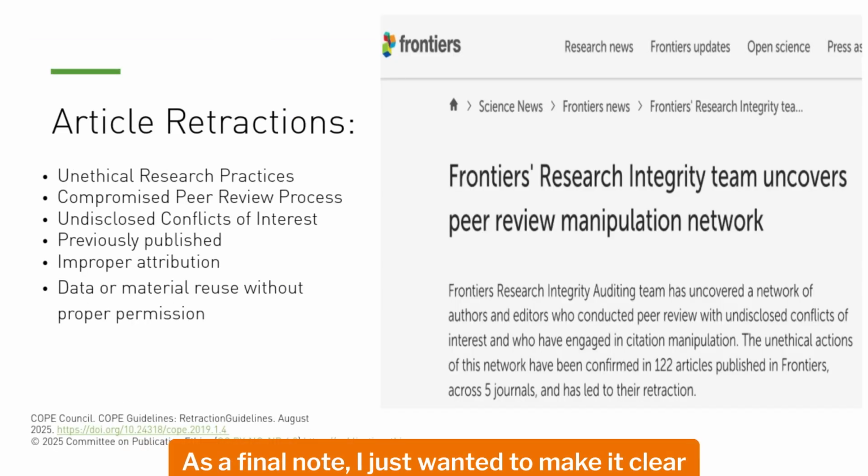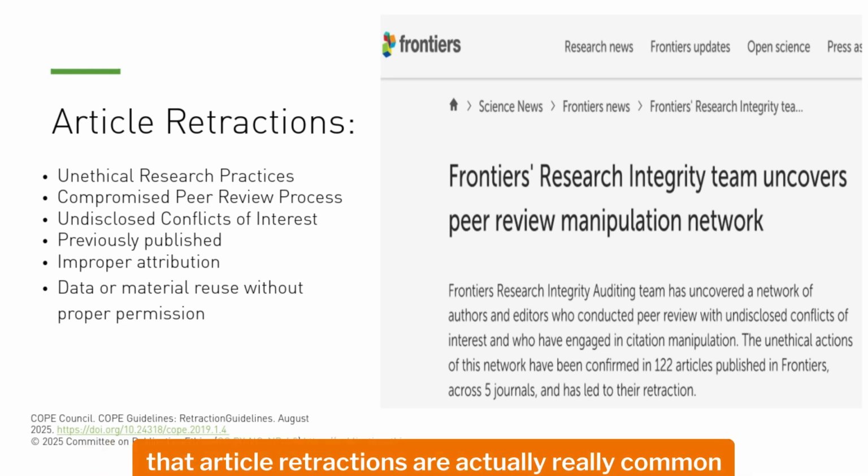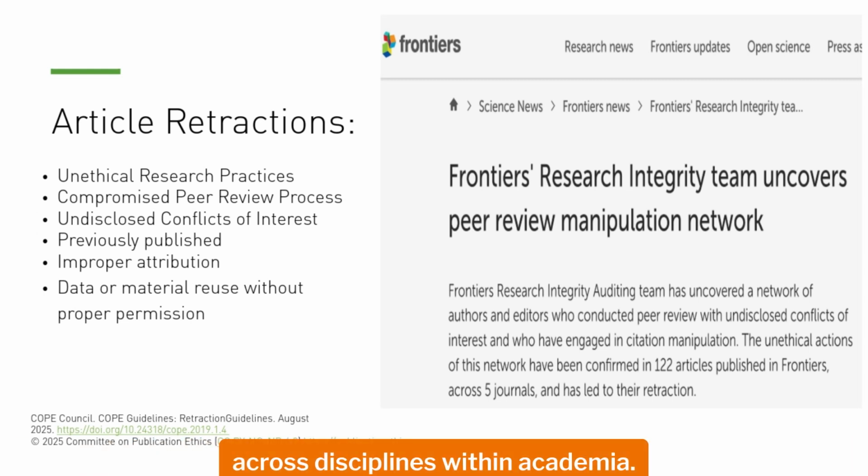As a final note, I just wanted to make it clear that article retractions are actually really common across disciplines within academia. I think that this isn't talked about enough, so I wanted to make that transparent. Some of the most common reasons that articles are retracted have to do with potential data manipulation or plagiarism, but sometimes things are retracted at the behest of individual authors.